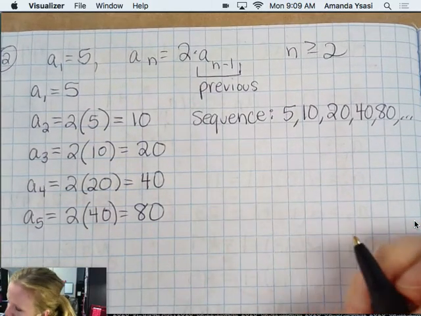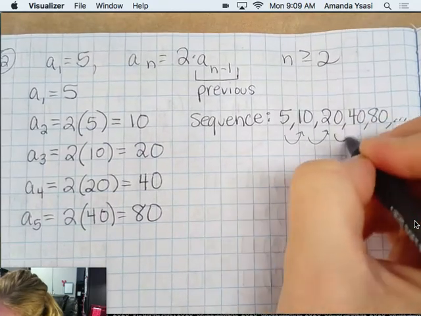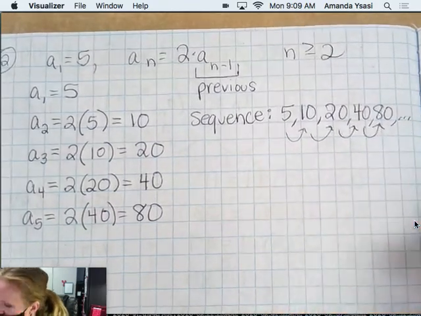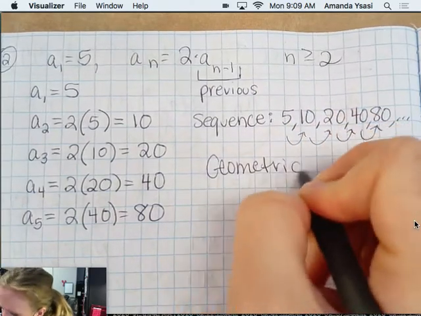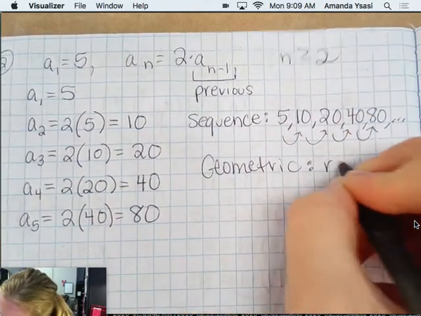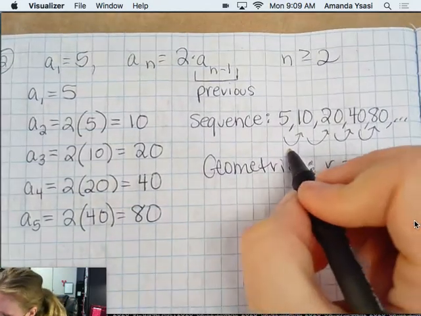All right, what kind of sequence is this? Yeah, how did you know? Times 2. Yeah. So we're going to put geometric, and then R equals 2, because it's times 2 every time.